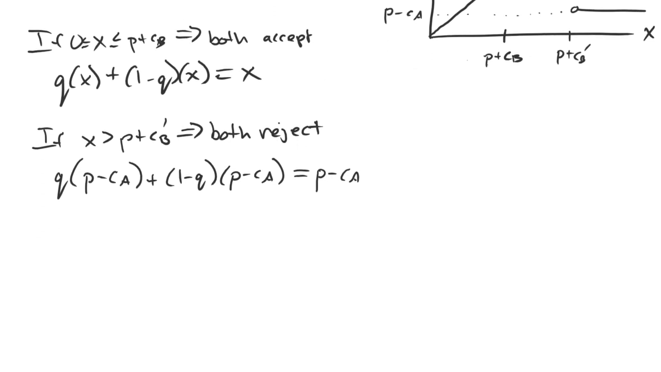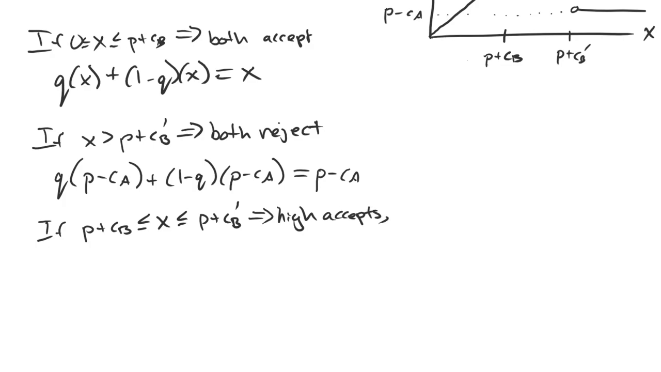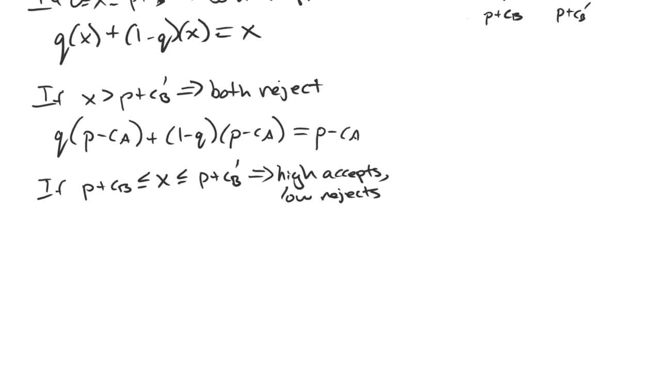So let's look at what happens if X is between P plus CB and P plus CB prime. Okay, so that's implying that high accepts and low rejects. So what does the utility function for that look like?